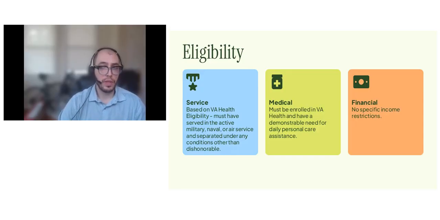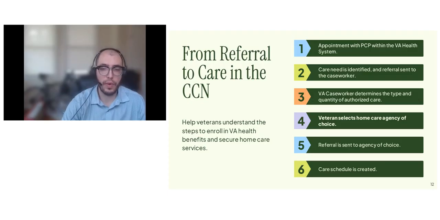They must be enrolled in their VA health, but they must have a demonstrable need for daily personal care assistance. So they need to be able to see that they need help with activities of daily living. So does that veteran need assistance with their toileting? Do they need assistance with showering? Do they need assistance doing daily tasks? Those sorts of things, they need to be able to demonstrate that. There aren't any specific financial income restrictions on this program outside of those that are just for general VA health benefits.